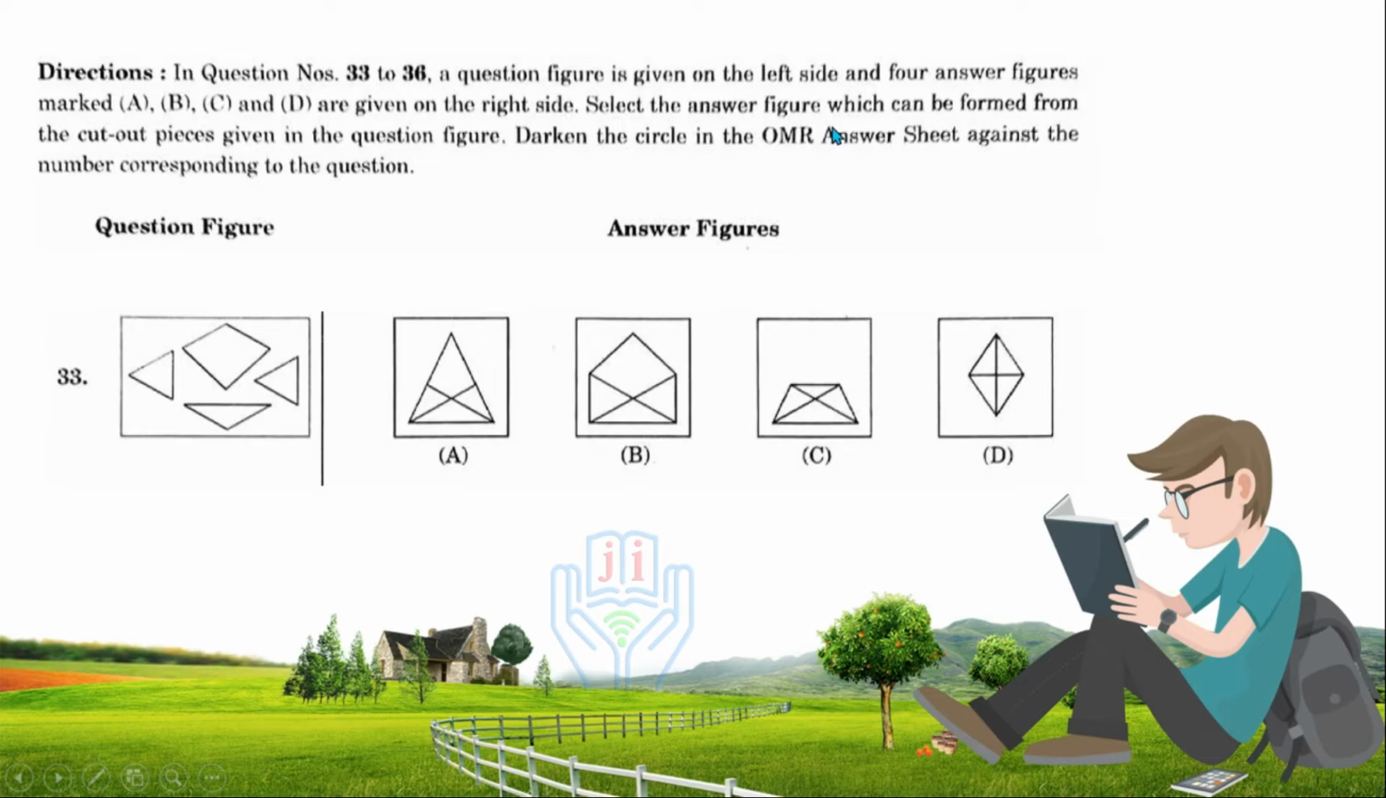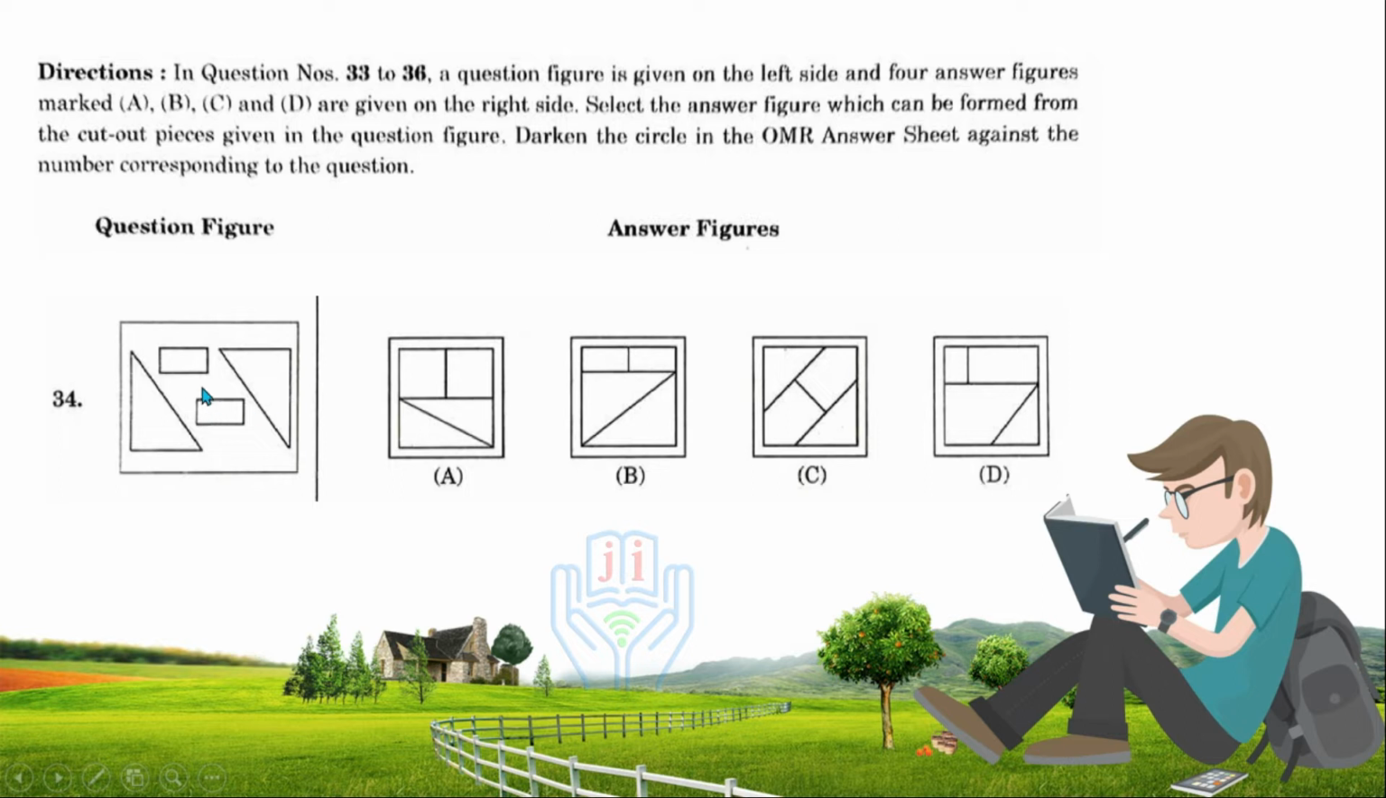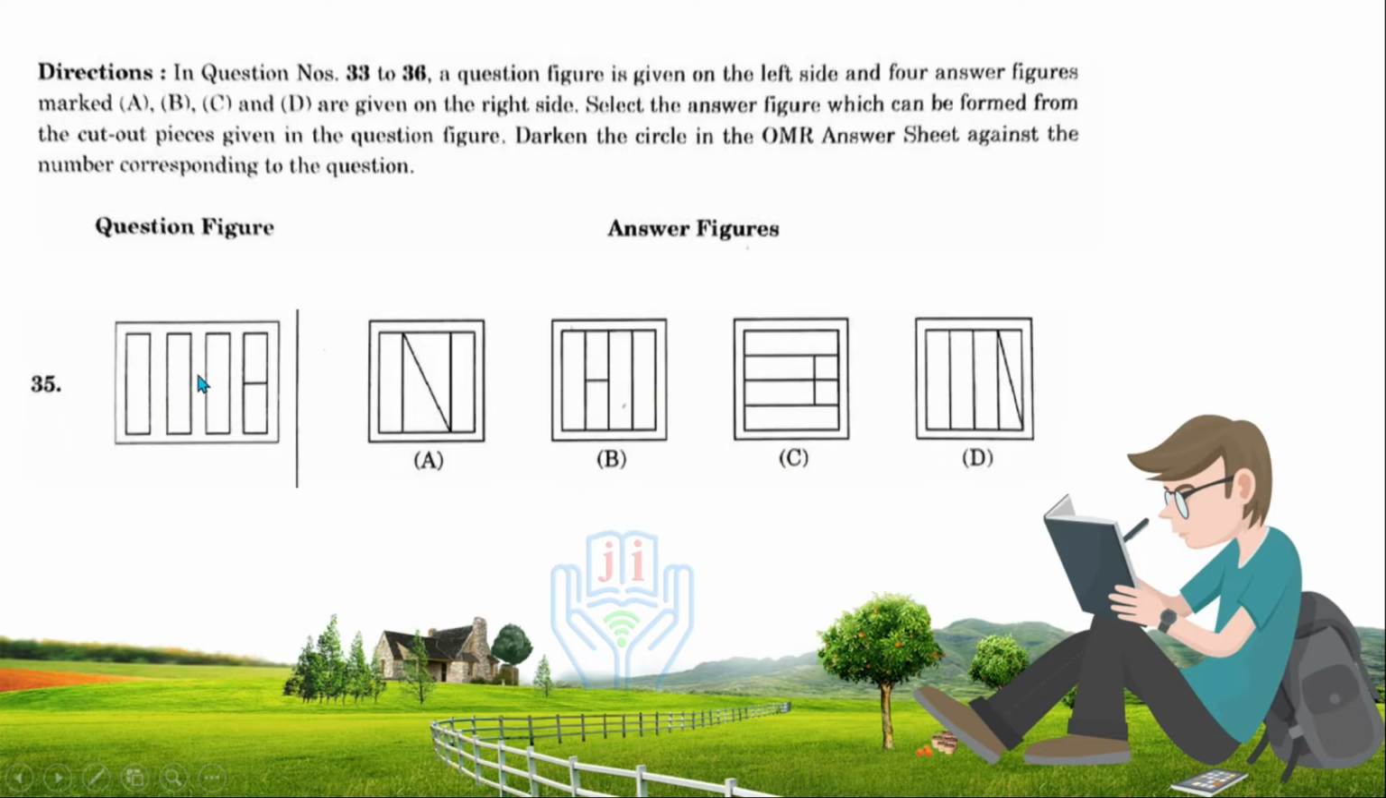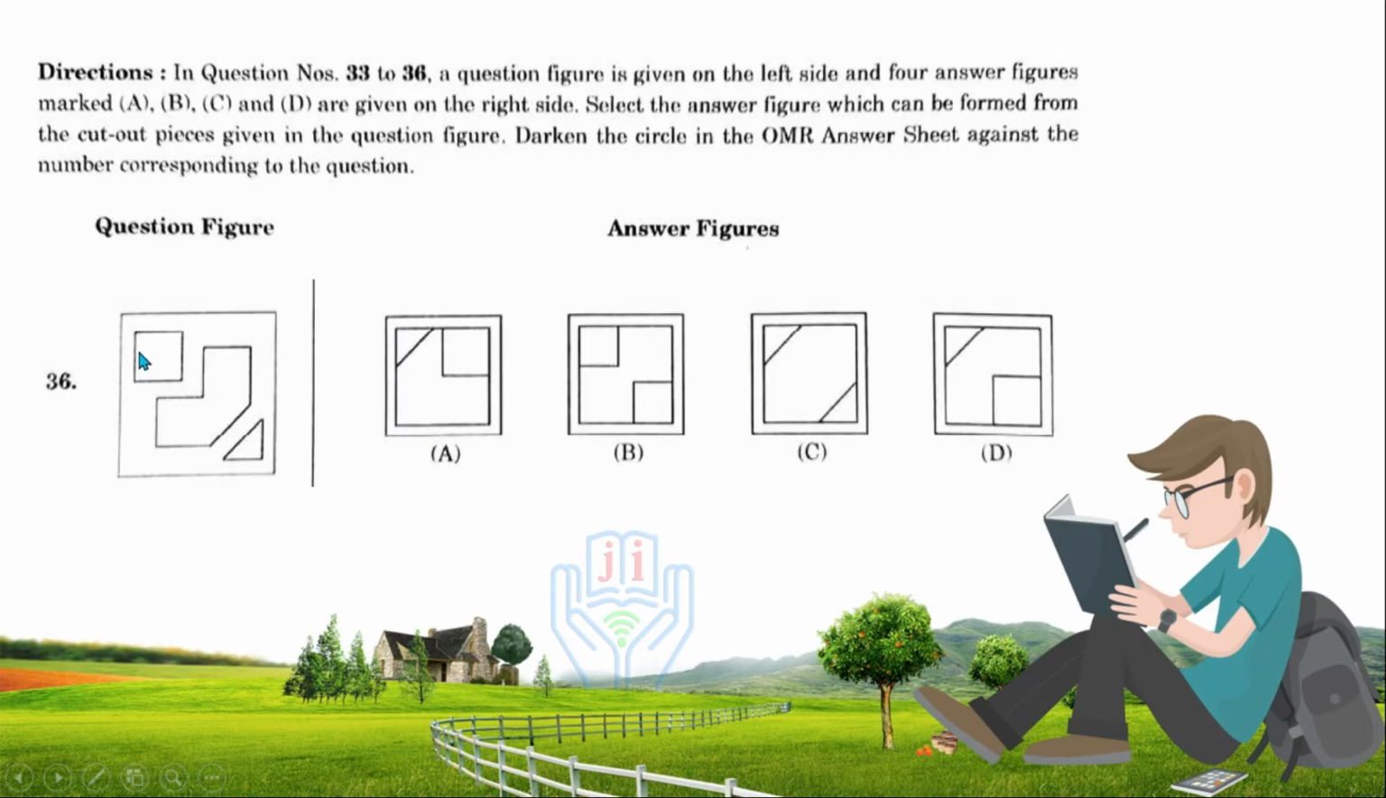Part 9. Select the answer figure which can be formed from the cutout pieces. So if you attach this, then the answer will be B. If you attach these two triangles and two rectangles, the answer will be B. 35. 3 rectangles and 2 mini rectangles. So 3 rectangles and 2 mini rectangles is B. If you attach this and reverse it, then the answer will be D.